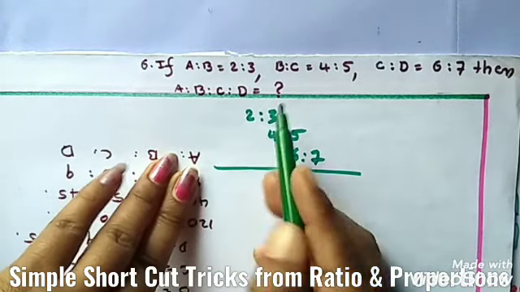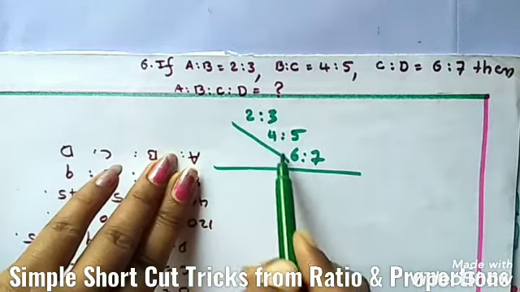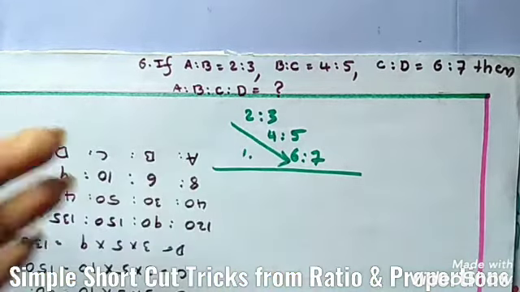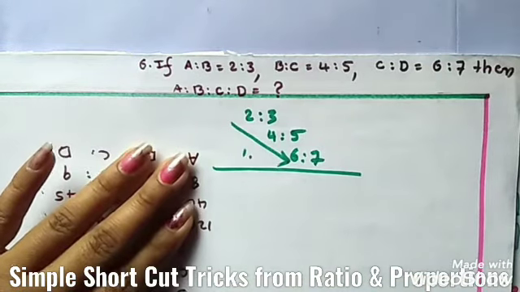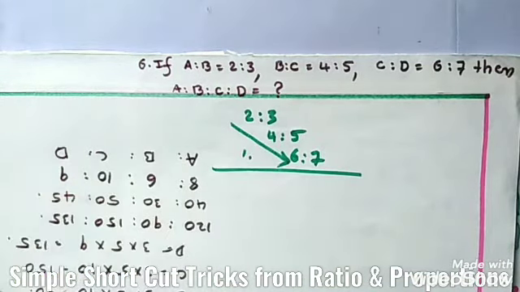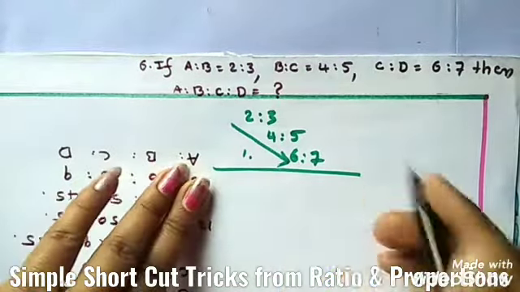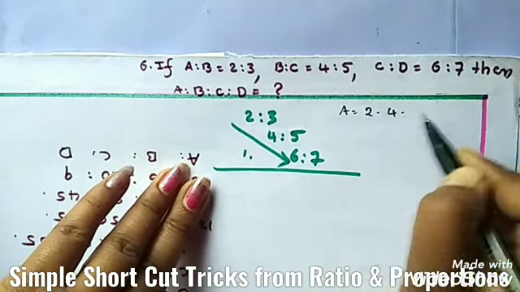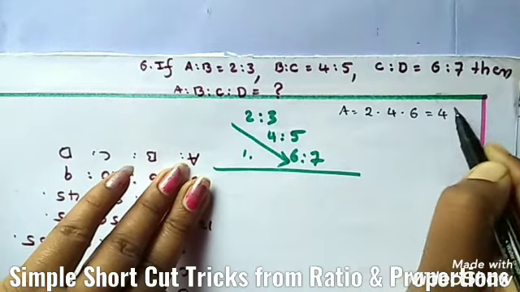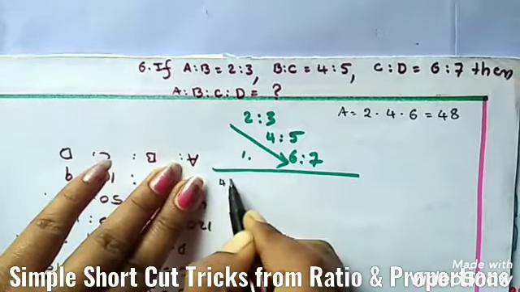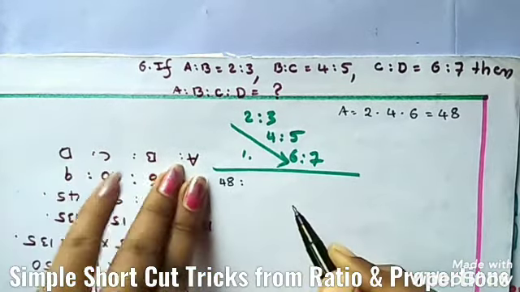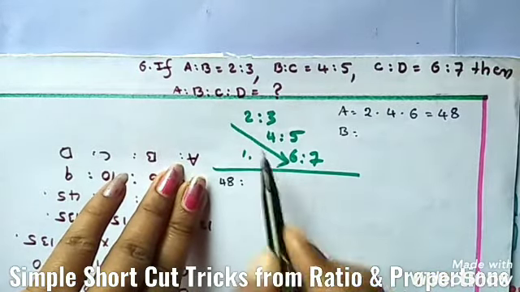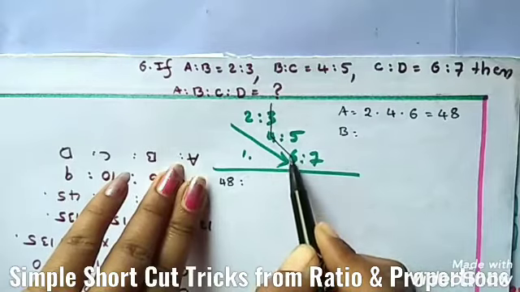Okay, now we have to find out A, B, C, D ratio. Now you can apply the simple trick here. This is the first step: 2 into 4 into 6. In this first step, A is equal to 2 into 4 into 6 is equal to 48. That 48 you should write here. Now let us see B. B is equal to 3 into 4 into 6.